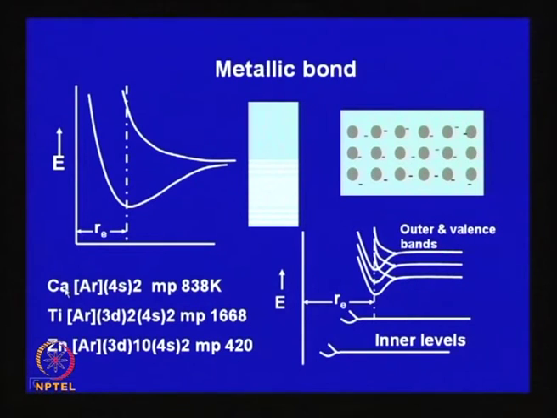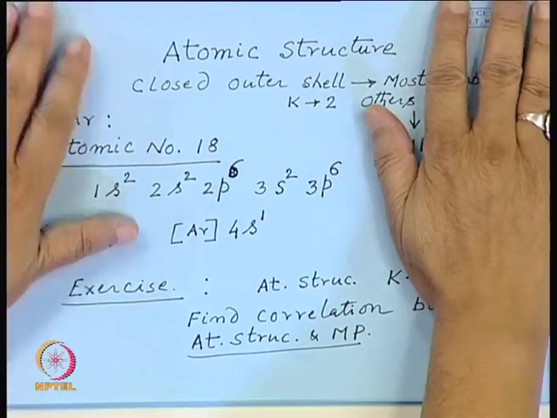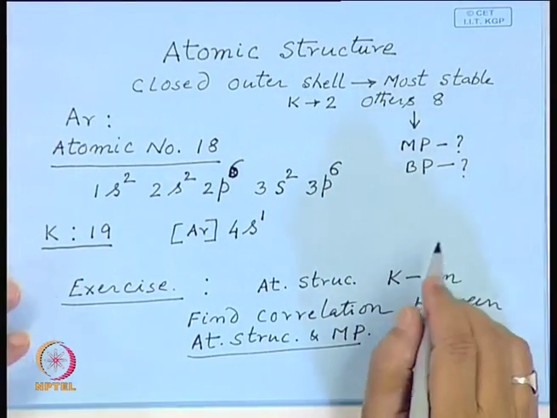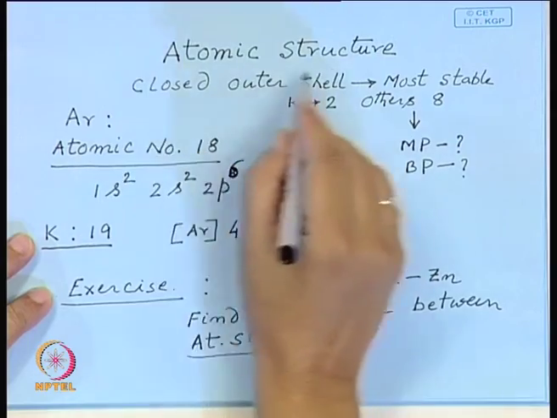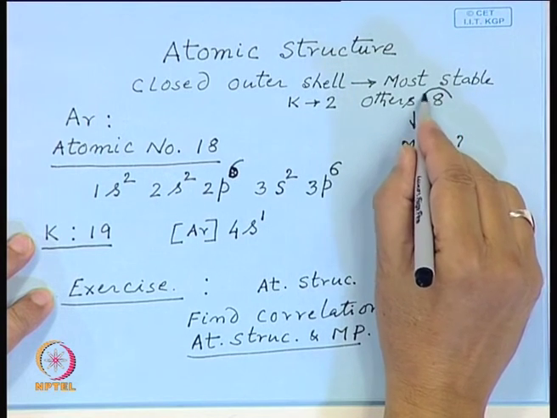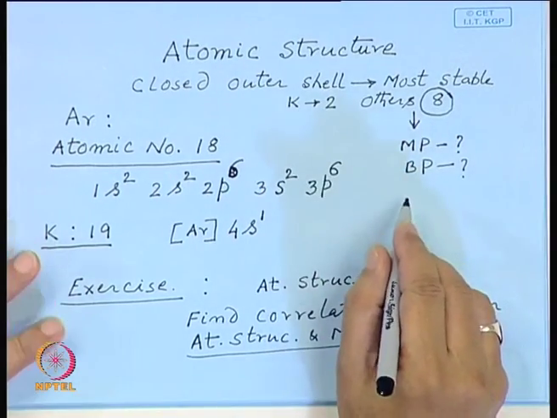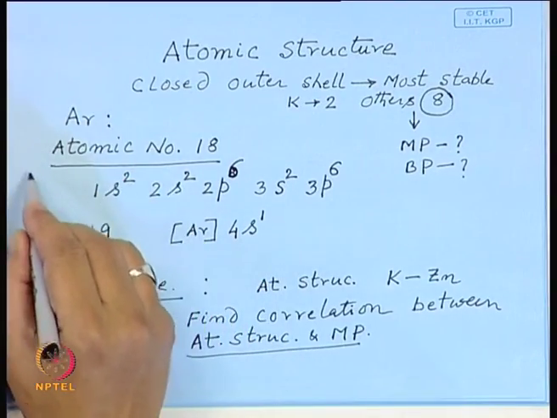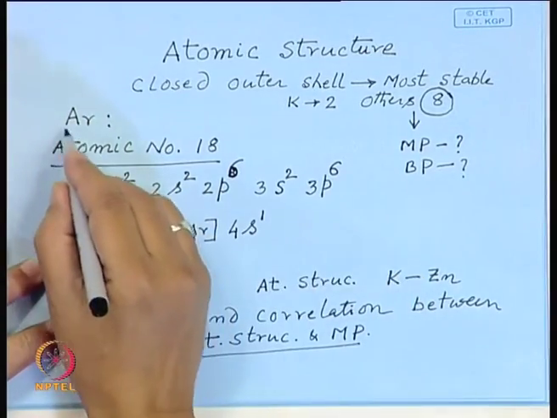It will be a good exercise to look at the atomic structures in a little detail. Say, this is what I just explained a little before, that a closed outer cell is most stable, and in most cases a closed outer cell will have 8 electrons in the outer cell, except for K. And we explained how to arrange the electrons in different subcells. This is in the case of argon.